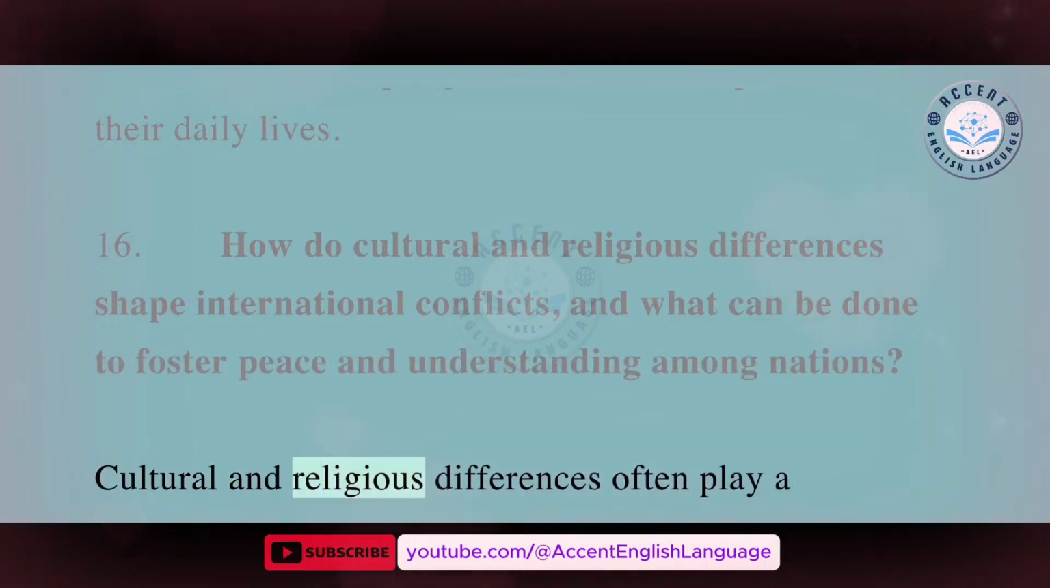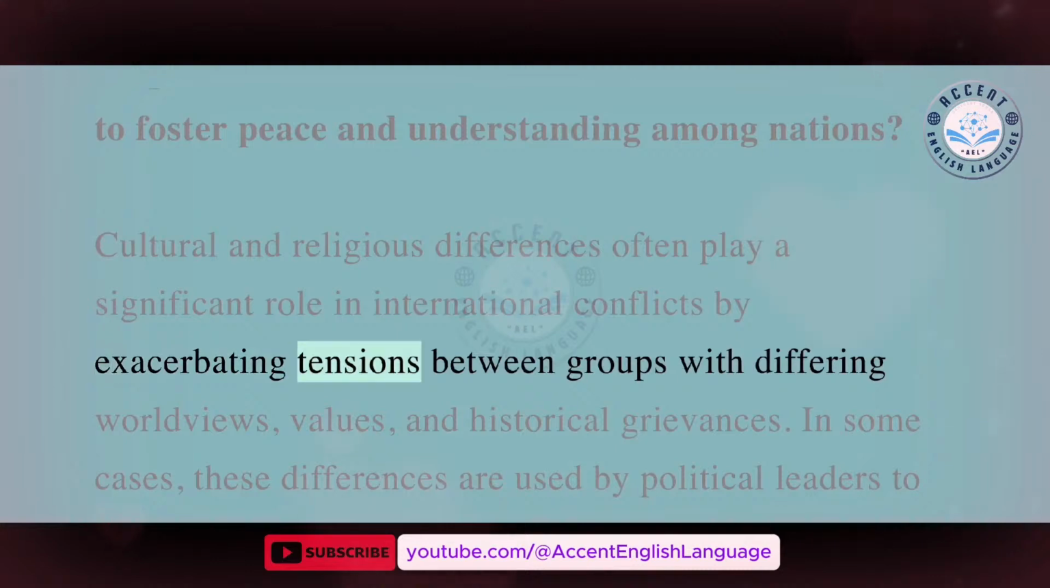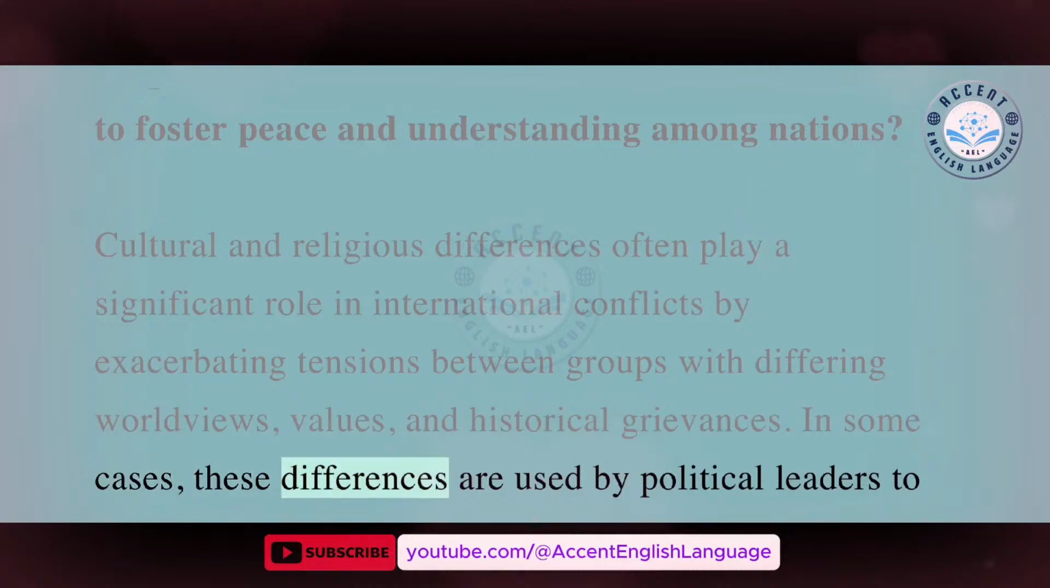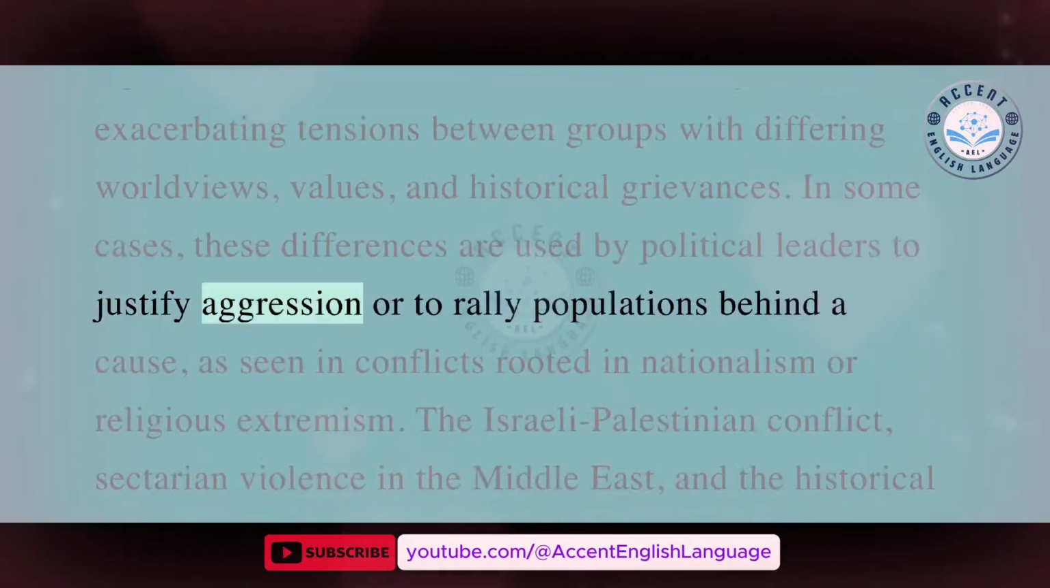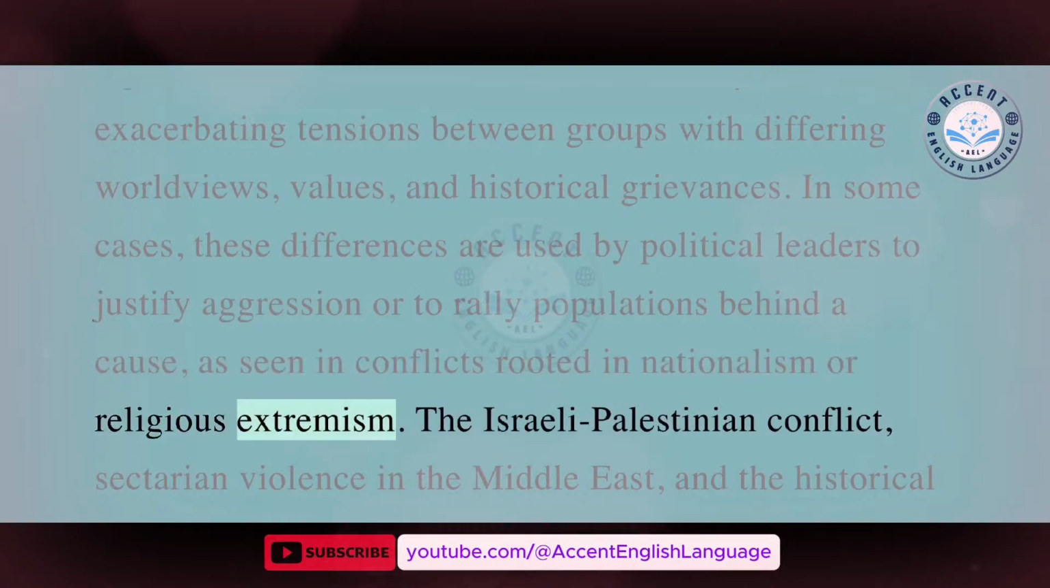Cultural and religious differences often play a significant role in international conflicts by exacerbating tensions between groups with differing worldviews, values, and historical grievances. In some cases, these differences are used by political leaders to justify aggression or to rally populations behind a cause, as seen in conflicts rooted in nationalism or religious extremism.